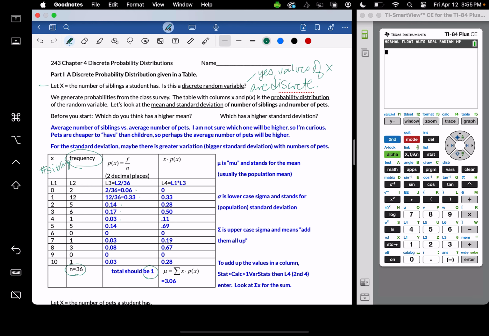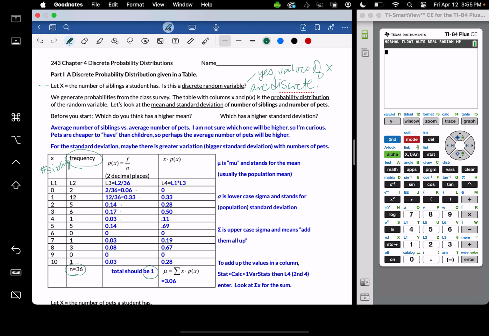And then let me just read this. We generate the probabilities from the class survey. The table with columns X and P of X is called the probability distribution of the random variable. And I will present a cleaned up version of this table on the next page, because right now this looks a little cluttery. We are going to figure out how to find that distribution, and then we'll calculate the mean and standard deviation for both the number of siblings and the number of pets.